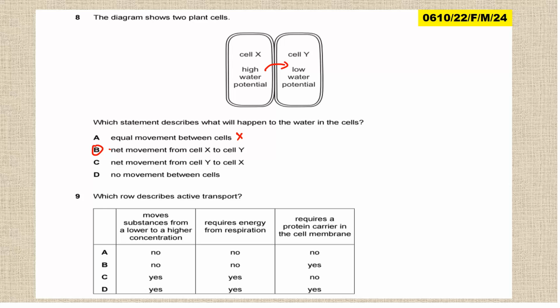Then question 9. Which row describes active transport? So look at this. The first one moves substances from lower concentration to higher concentration. Yes, they should be yes. So these that have no, ignore them. Require energy from respiration. Yes. So still on yes. Require protein carriers. Yes. So it's yes, yes, yes, yes throughout. So this is the D.